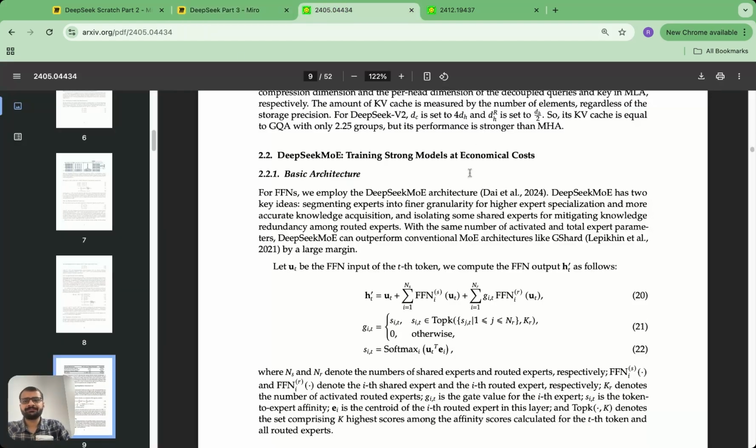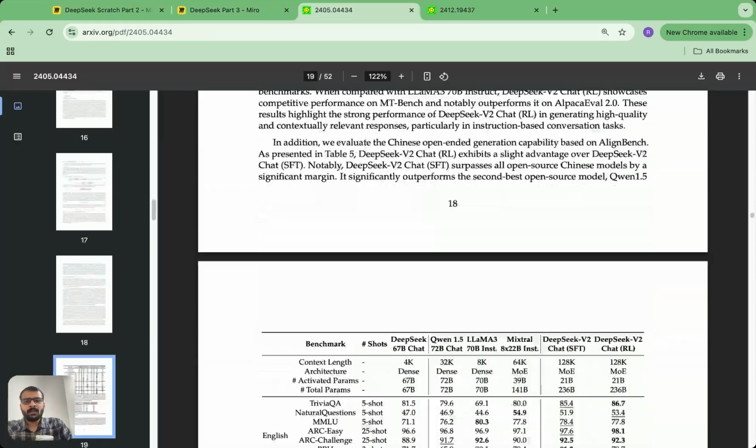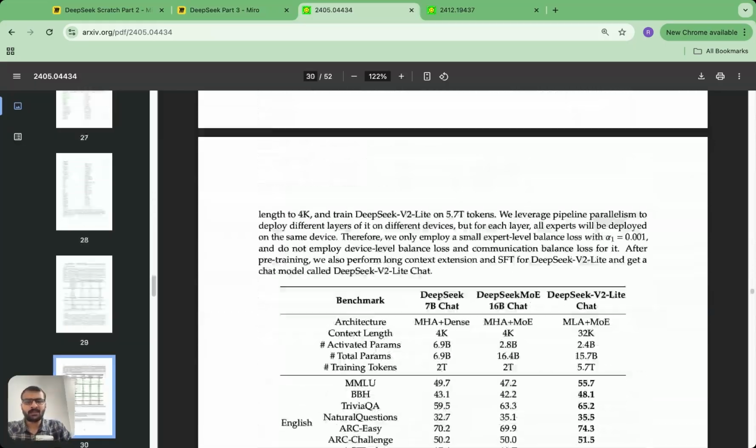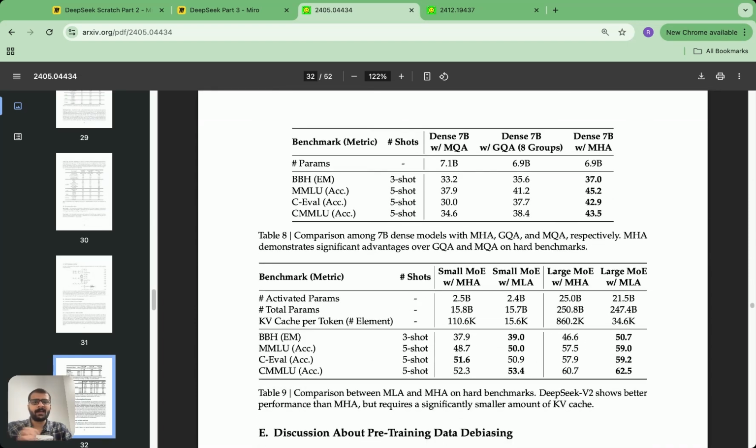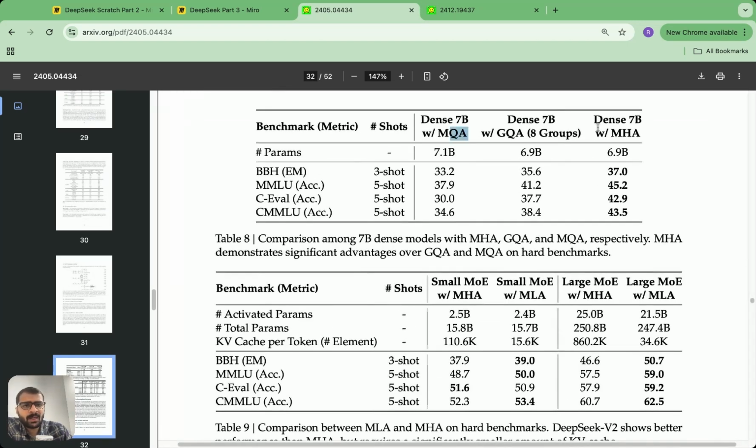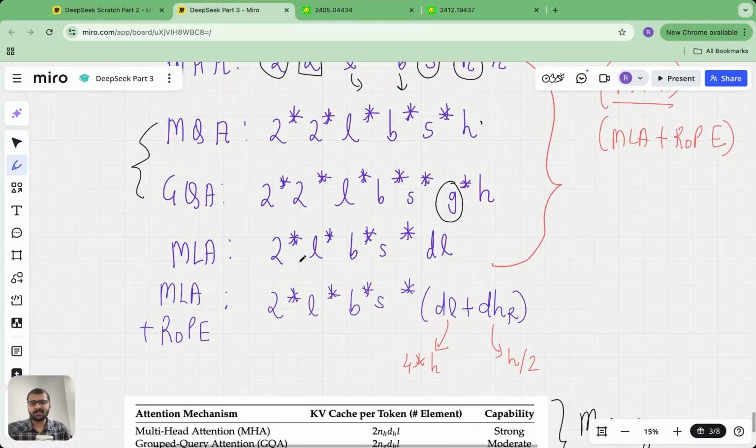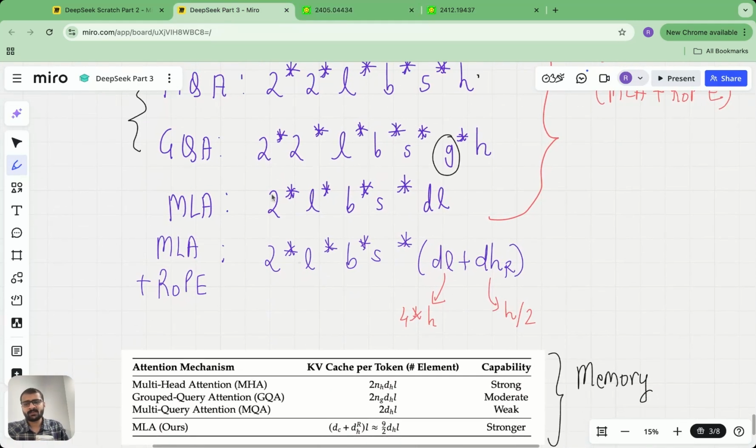If you see in appendix D1 of the DeepSeek paper, they have a comparison between MQA, GQA, and multi-head attention. And here you will see that MQA and GQA perform much worse on all these MMLU benchmarks, the CMMLU benchmark. They perform much worse than the multi-head attention. So although the KV cache size is reduced for MQA and GQA, their performance is not good at all. So ideally, we wanted something which maintains the performance and reduces KV cache size. And that's where MLA plus RoPE comes into the picture, right?